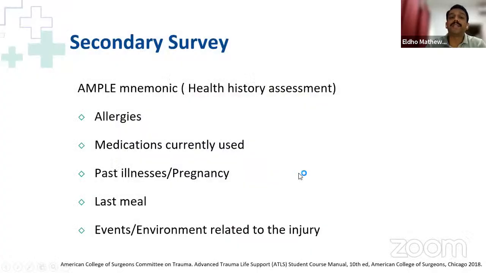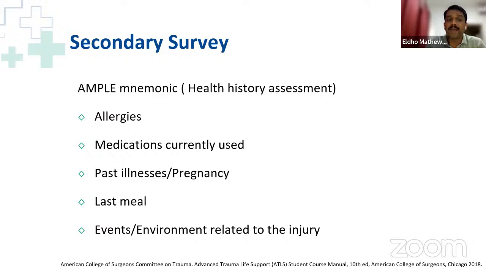So coming to the secondary survey, this is after the primary survey. We can do the primary survey once again if we are not able to find the reason, if we are not able to control the bleeding, or if the patient is not responding. Once the primary survey is finished, we can go with the secondary survey.